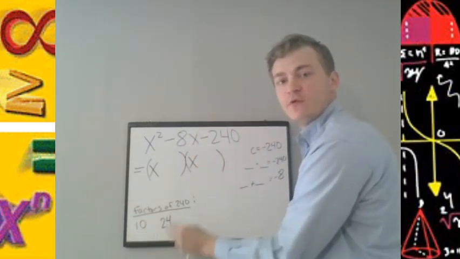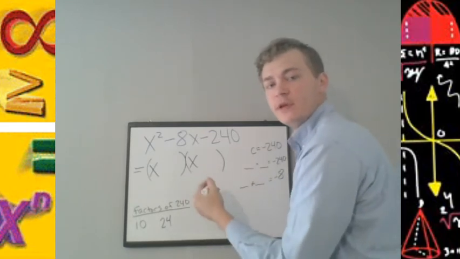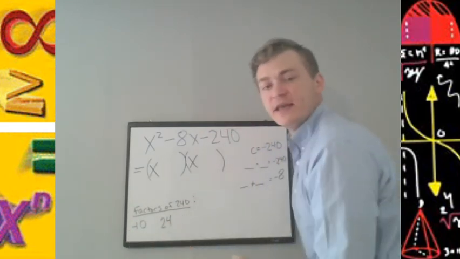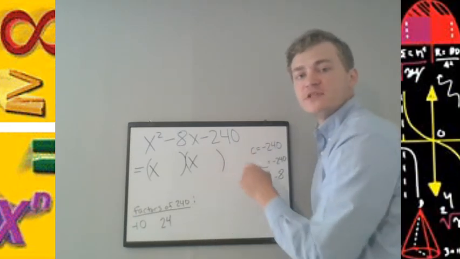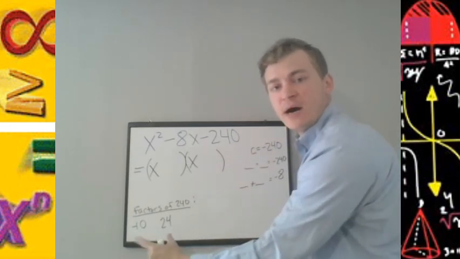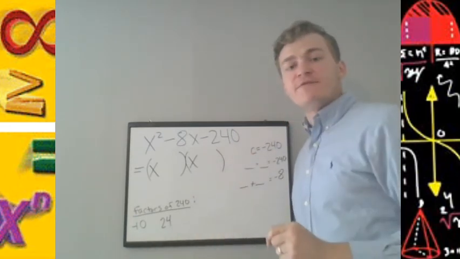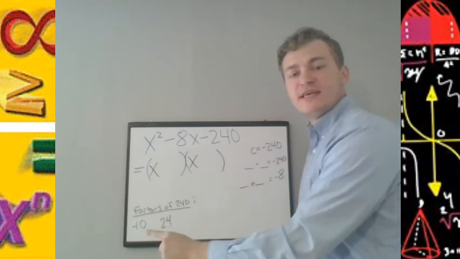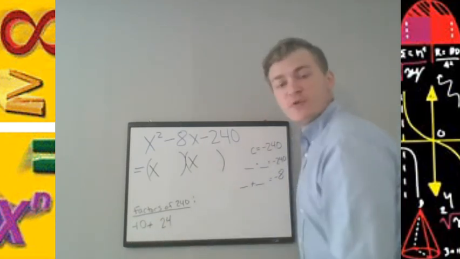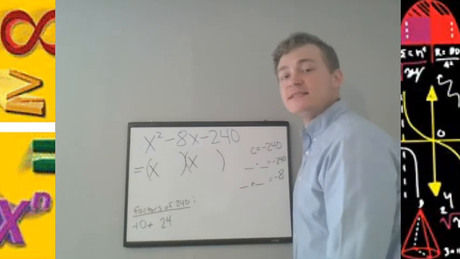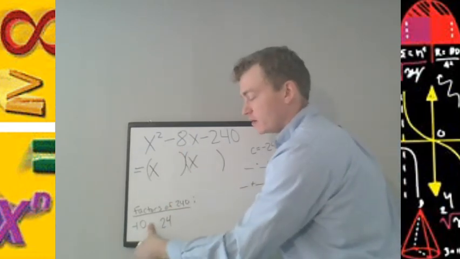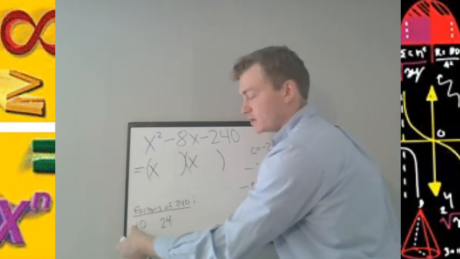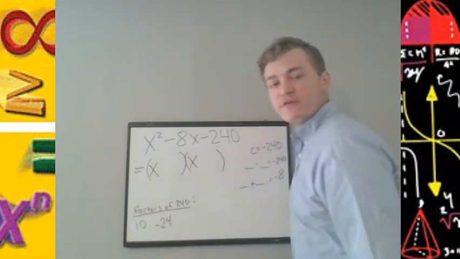Ten times 24 is 240, but we need a negative factor. Negative 10 multiplied 24 is negative 240, but when we combine, we get positive 14, right? Negative 10 combined with positive 24 is a positive 14, not negative 8. So let's switch these signs here. Let's make the 24 negative.